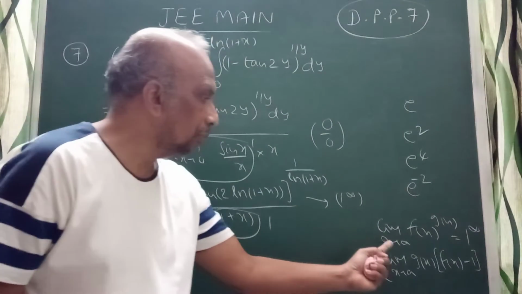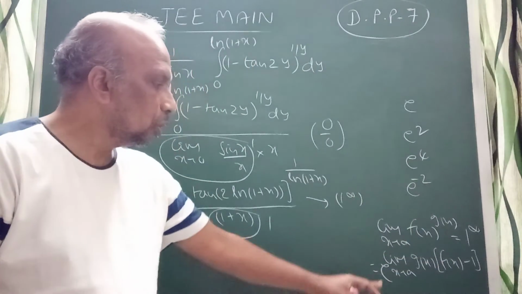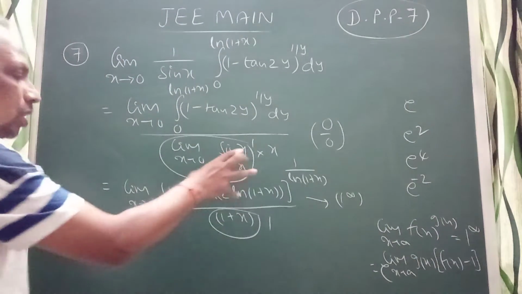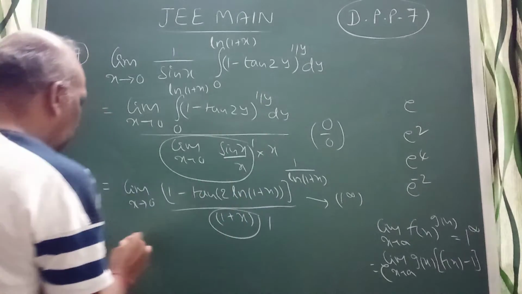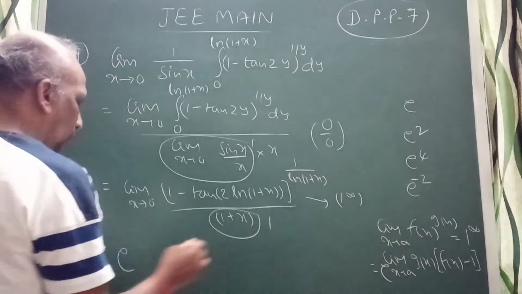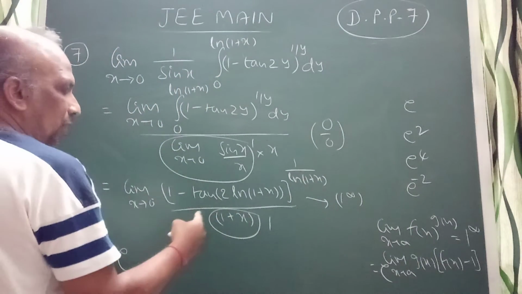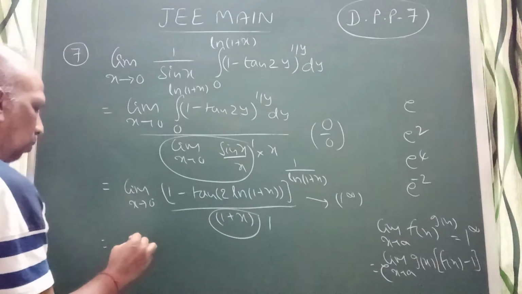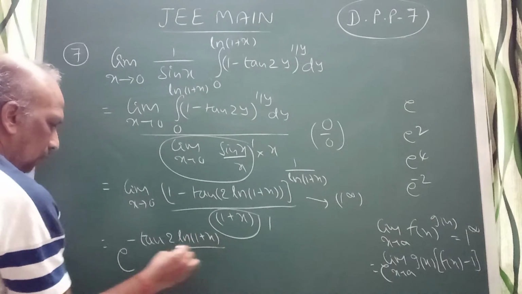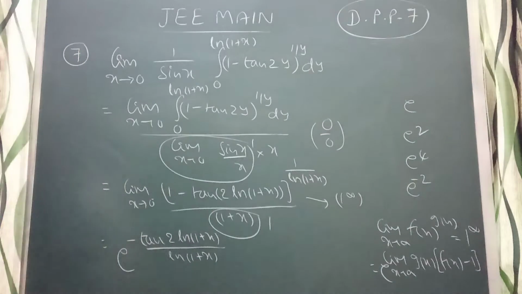Whenever the limit of f(x) to the power g(x) is in the 1 to the power infinity form, after applying the limit we can write it as e to the power of the limit of g(x) times (f(x) minus 1). Similarly, here this is 1 to the power infinity form. So you get e to the power of, so this one 1 by log of 1 plus x. Using this formula, 1 by ln of 1 plus x into (f(x) minus 1), you will get minus tan 2 ln of 1 plus x by ln of 1 plus x. It comes like this, right?